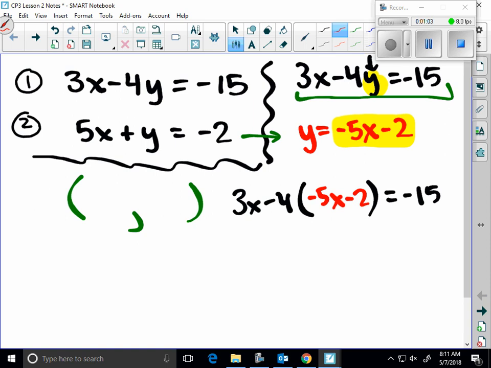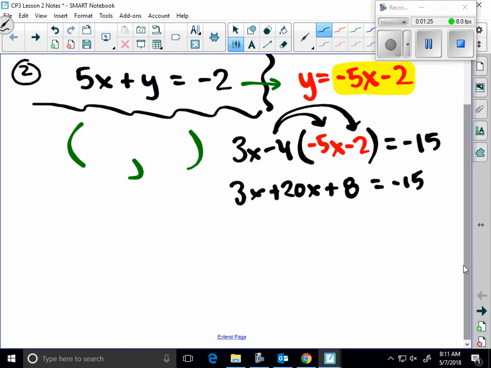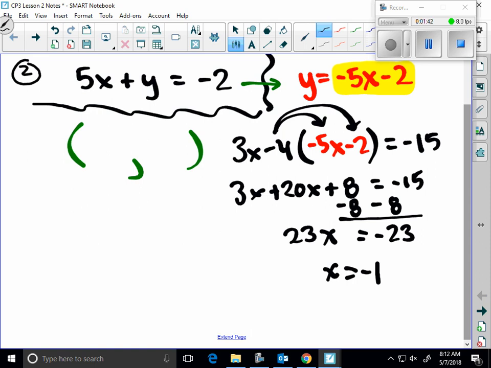All right, now you just have to make sure that your algebra is solid. This is going to stay 3x, but when I distribute this negative 4 to these two terms, it'll become a positive 20x and a positive 8. Pay attention to that negative being distributed. You might see it already. I think x is going to be negative 1, but I get 23x. And if I subtract 8 from both sides, it looks like I get negative 23 on the other side. So it looks like x equals negative 1.